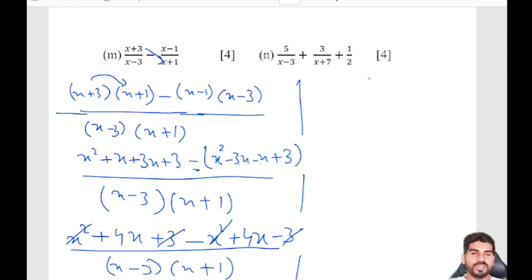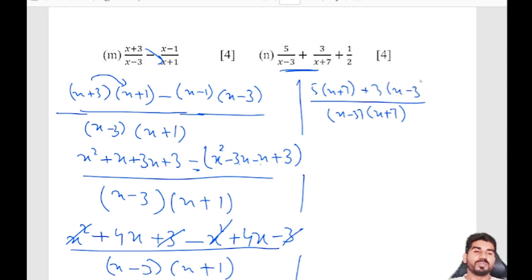Again, you can see there are 3 expressions here. So first I'm going to add these two, and then I'll add 1 by 2 as well. So first there will be x minus 3 and x plus 7. This will be the LCM. Now by cross multiplying, there will be 5 times x plus 7, and there will be 3 times x minus 3, just cross multiplying here. Okay, now 1 by 2 will remain. There will be 5x plus 35, and there will be plus 3x minus 9. And in the denominator, it will remain as it is.